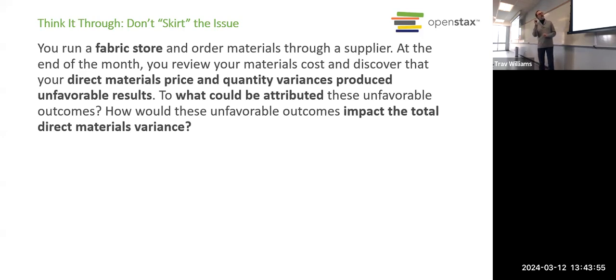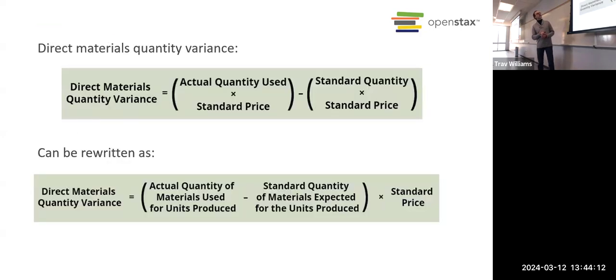Now, if our price variance is unfavorable and our quantity variance is unfavorable, and we add them together, the total variance is also going to be unfavorable, right? Okay. So let's look at quantity variance.